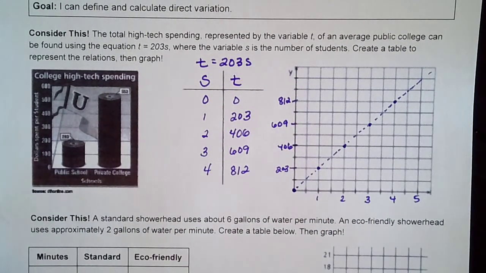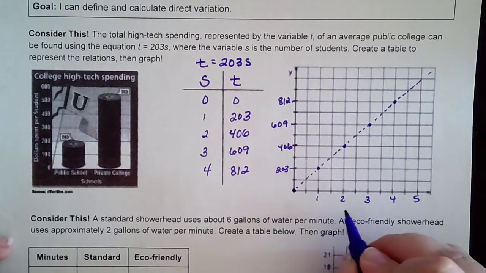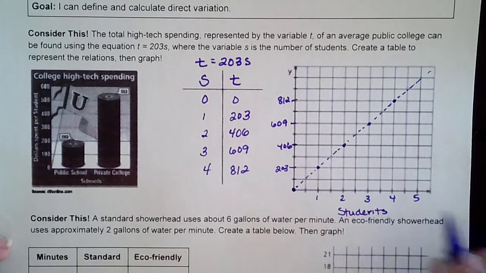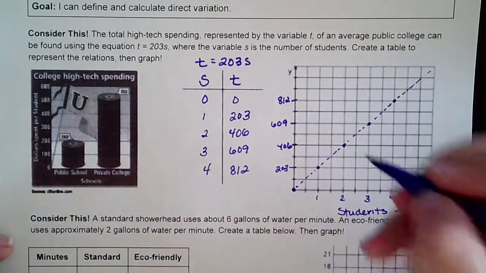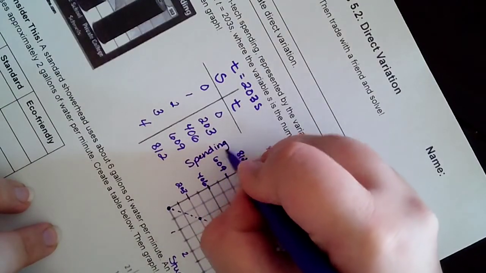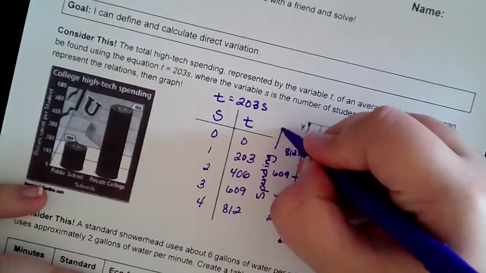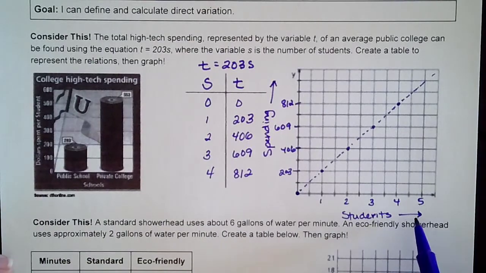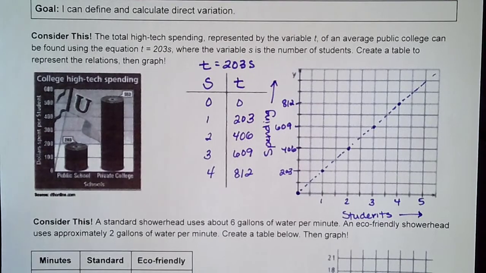And as I said in yesterday's video, remember that direct variation is just another name for a positive slope. So notice, as my number of students increases, so does my spending. So as X increases, so does Y. So this is an example of direct variation. They vary directly.